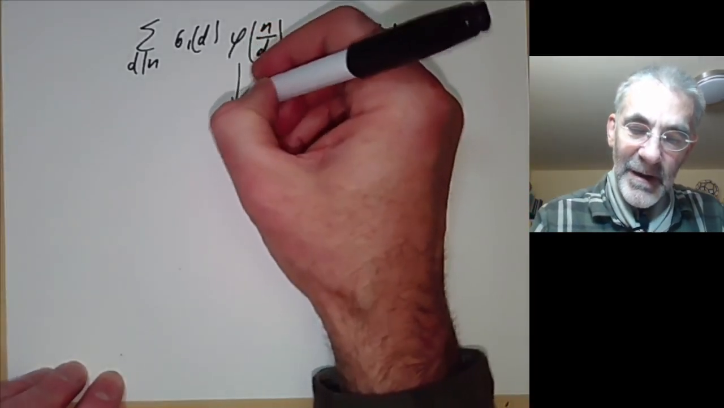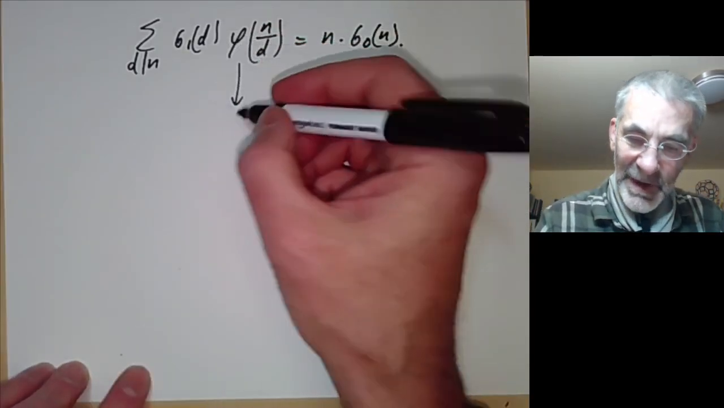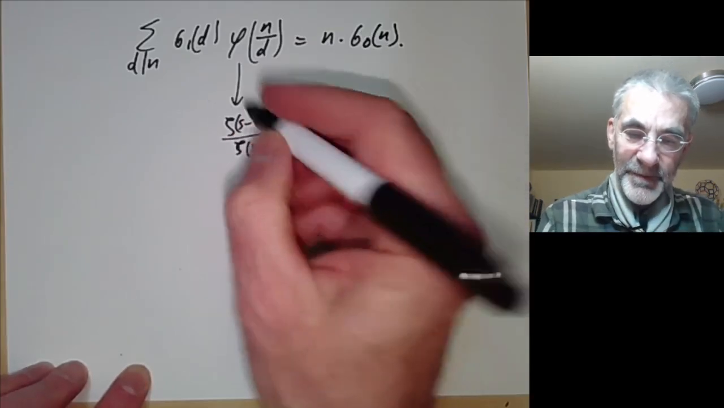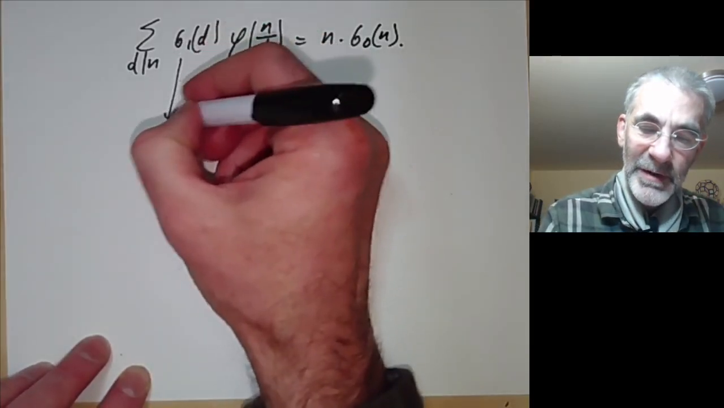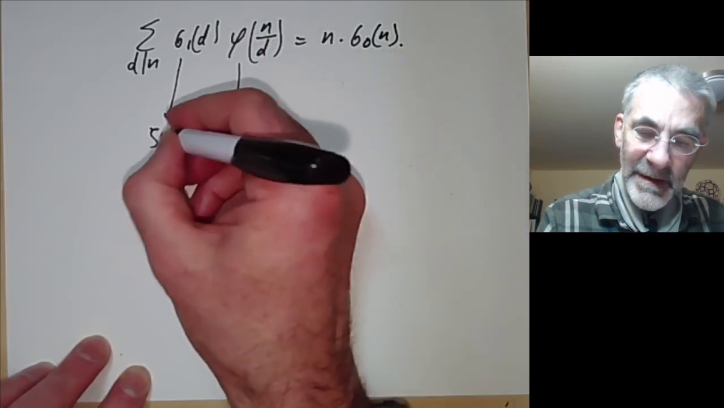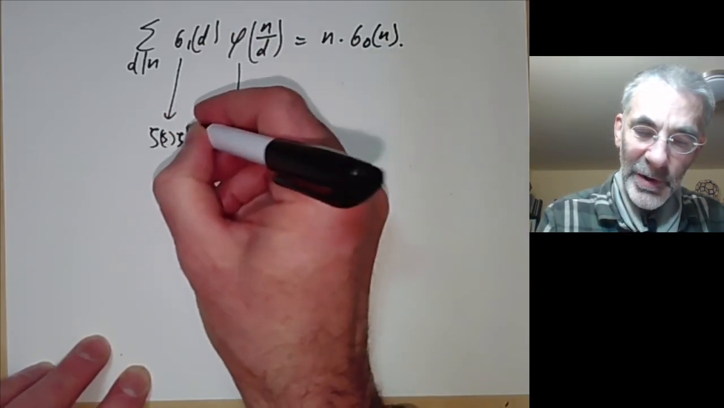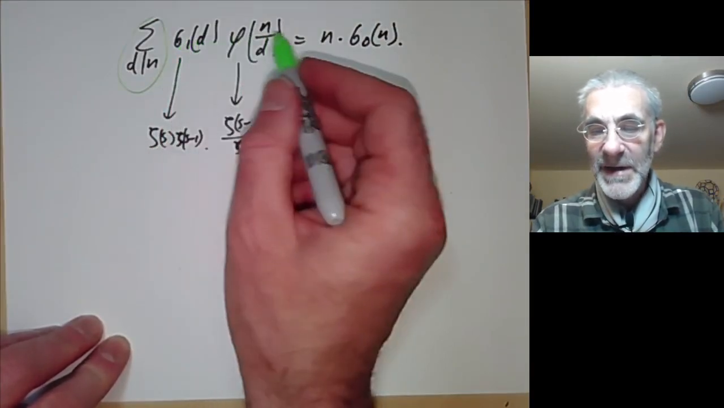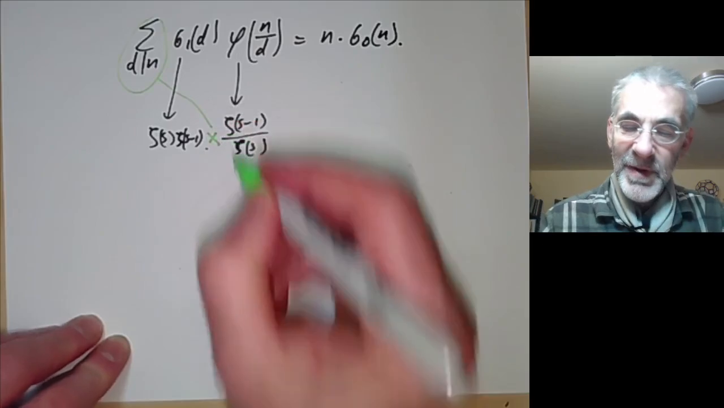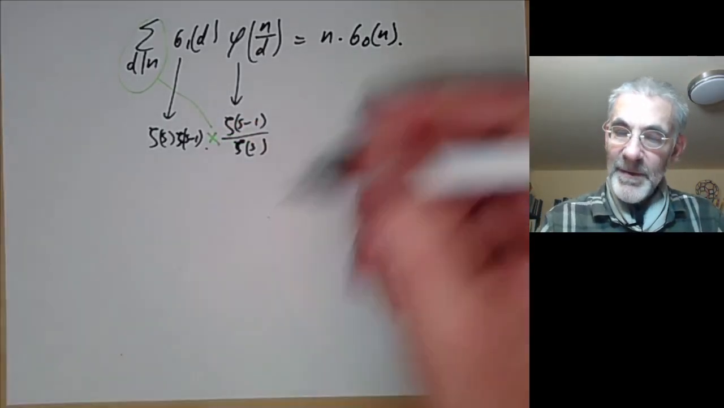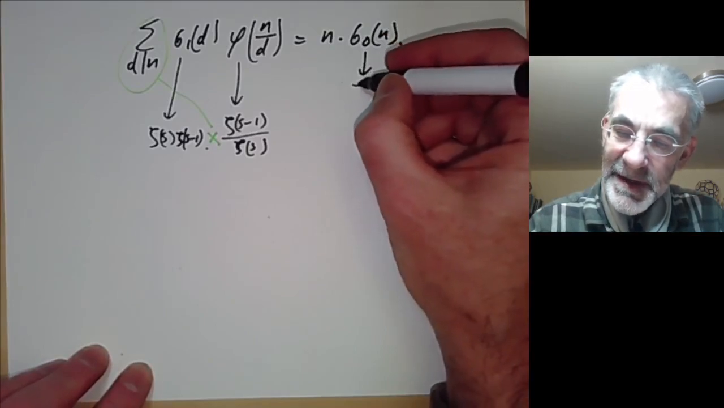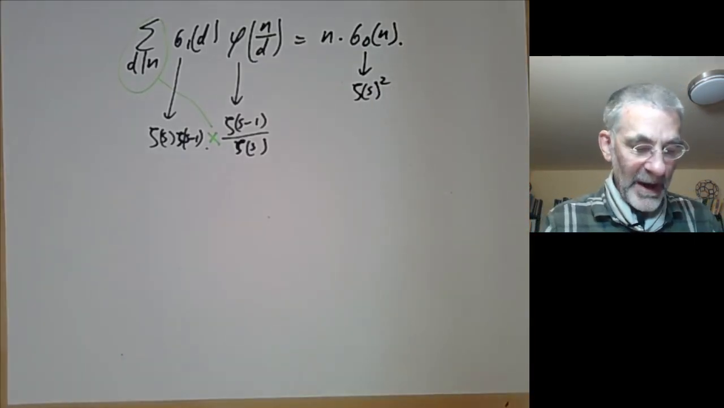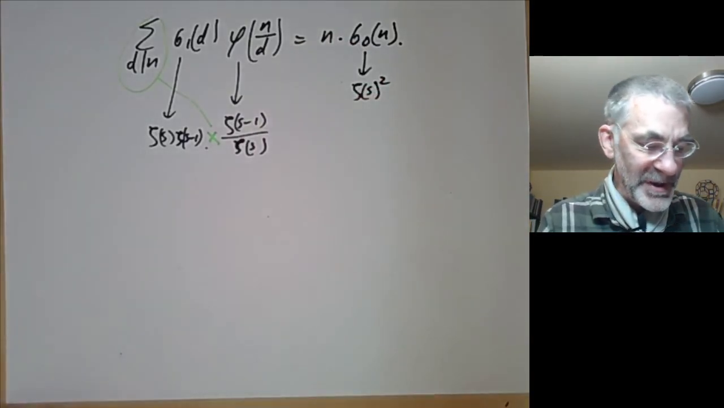So let's do this. What Dirichlet series does phi correspond to? Well, that's just zeta of s minus 1 over zeta of s. And what does sigma 1 correspond to? Well, sigma 1 corresponds to zeta of s times zeta of s minus 1. And summing over d dividing n of something of d times something of n over d just corresponds to multiplying these together. And sigma 0 of n corresponds to zeta of s all squared. Now, if we multiply by n, that just corresponds to shifting s by 1.